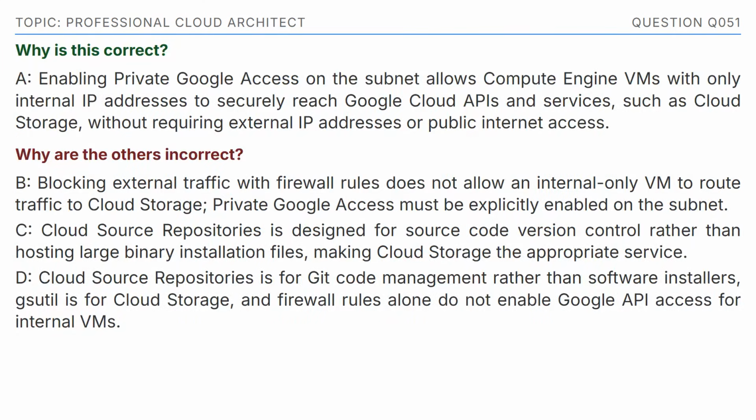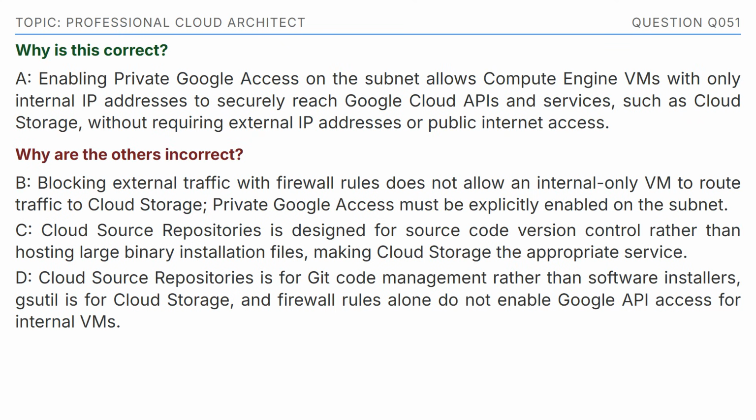Why is this correct? A. Enabling Private Google Access on the subnet allows Compute Engine VMs with only internal IP addresses to securely reach Google Cloud APIs and services, such as Cloud Storage, without requiring external IP addresses or public internet access. Why are the others incorrect?